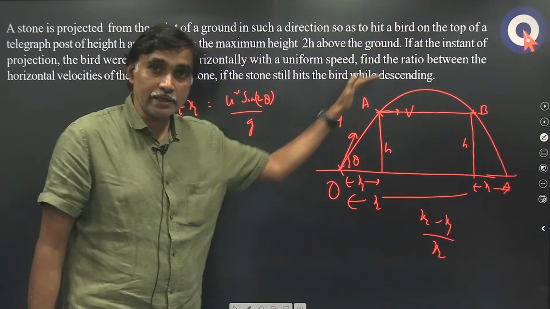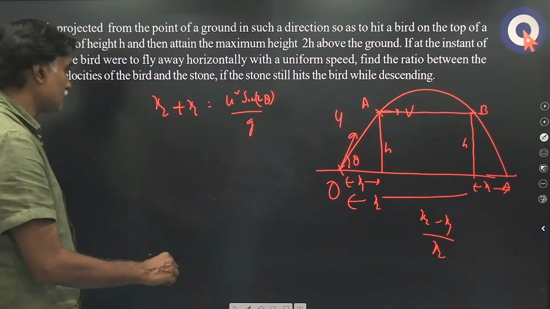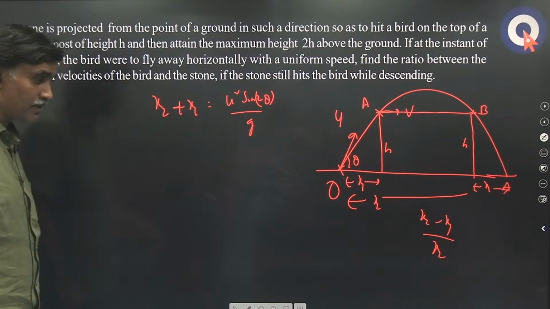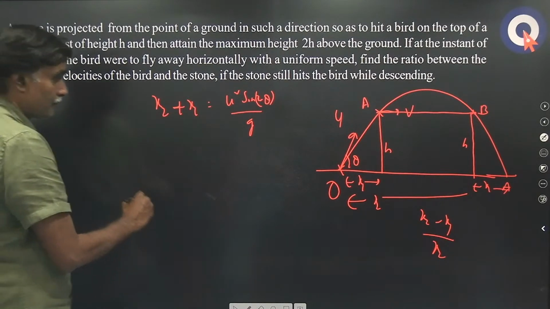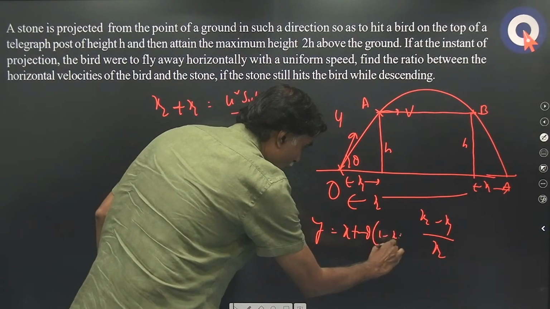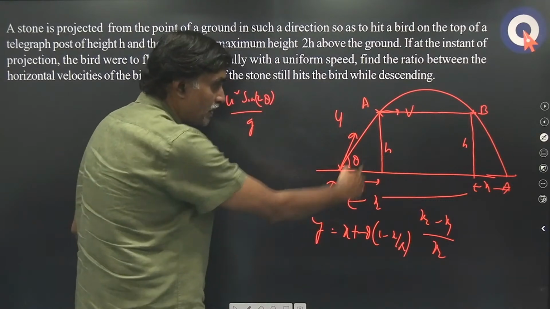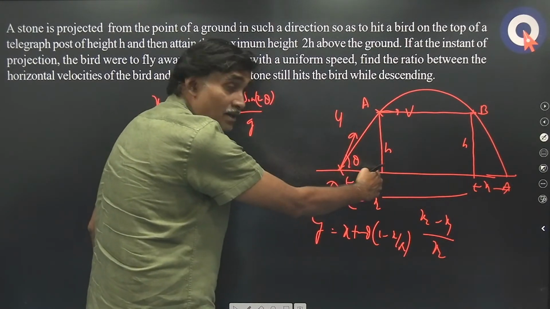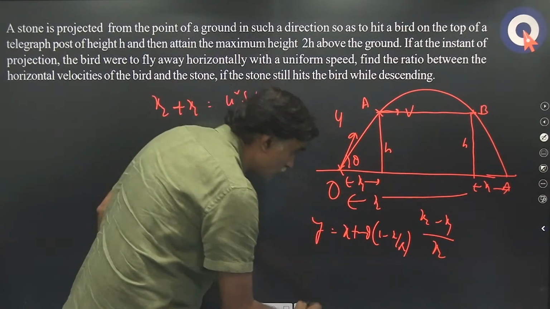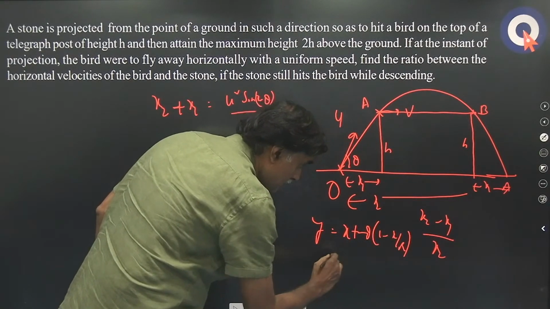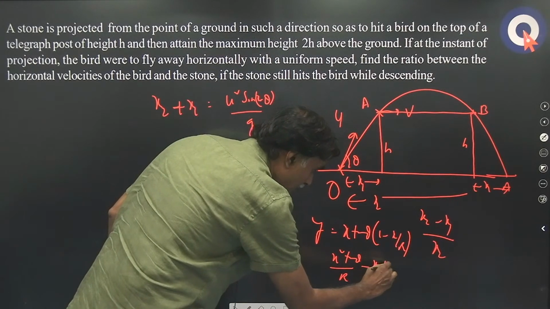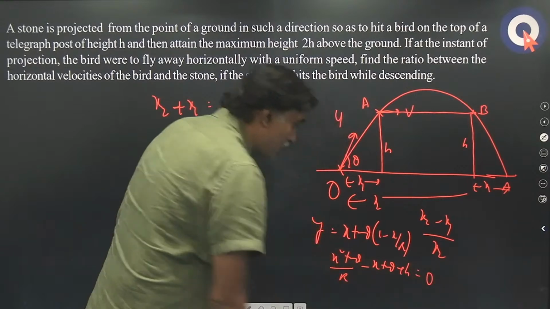Now if I write the equation of projectile, what is it? y equal to x tan theta into 1 minus x by R. That is the equation of projectile. So in this equation, if I put y equal to h, we should get x equal to x1 and x equal to x2. For every one vertical displacement, there are two horizontal displacements. So if I put y equal to h and simplify, what do you get? x square tan theta by R minus x tan theta plus h is equal to 0. This is the quadratic equation I will get.